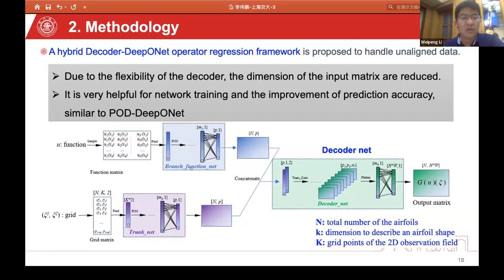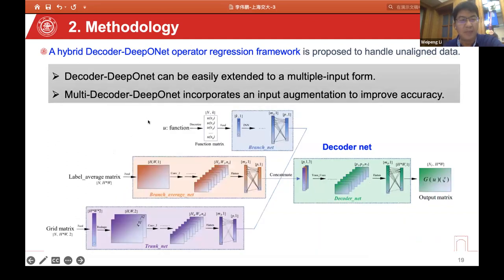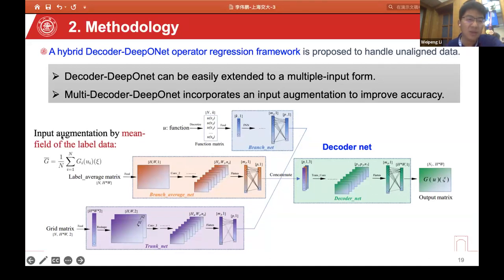And the advantage of the hybrid method is due to the flexibility of the decoder: the dimension of the input matrix can be reduced. And the dimension reduction is very helpful for network training and the improvement of prediction accuracy. We will show the accuracy improvement later for two cases. And this dimension reduction is similar to the POD-DeepONet. Second, the Decoder-DeepONet can be easily extended to a multi-input form. For example, we can use input augmentation by the mean field of the label data and add a multi-input network here to further improve the prediction accuracy.